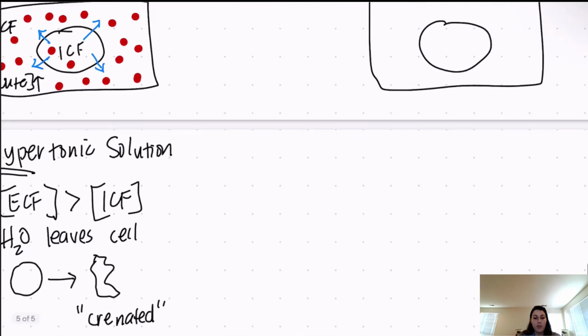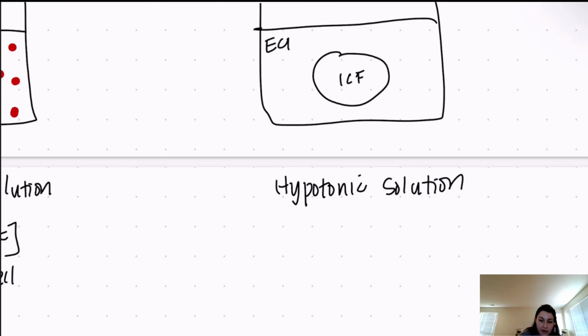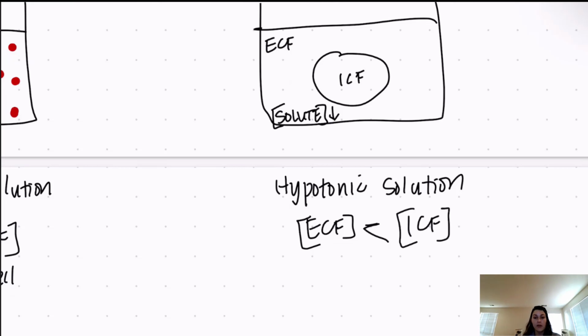Let's move on to hypotonic solutions. That's the last scenario we have. Hypotonic solution. So we still have the ICF and the ECF. The solute concentration outside of the cell is actually lower than that inside of the cell. So when we're talking about ECF versus ICF, the ECF is less than the ICF. Hypo means less than or below. So hypotonic means the solutes outside the cell are lower. And that means that water is actually higher.